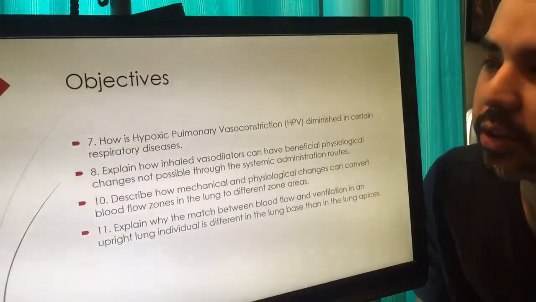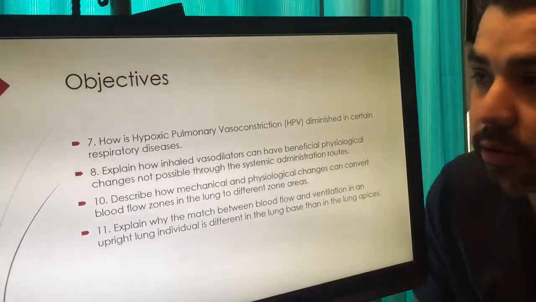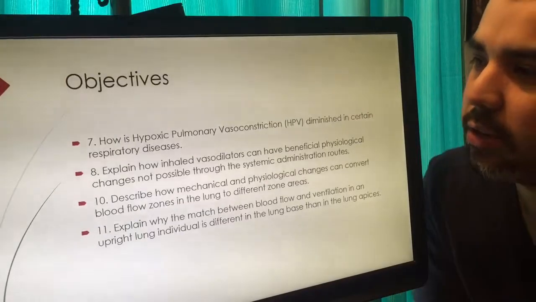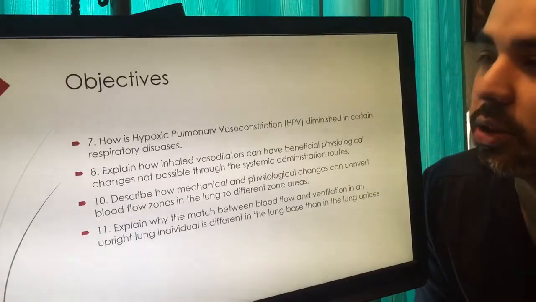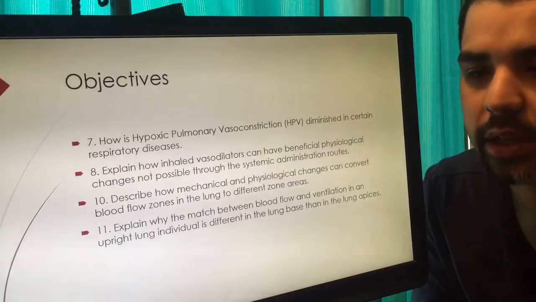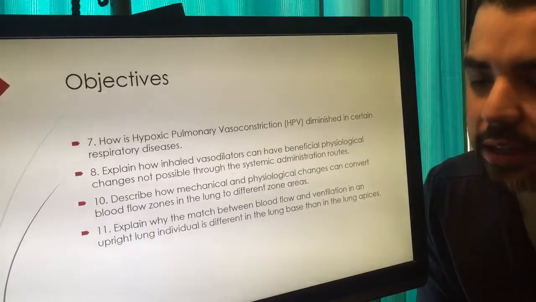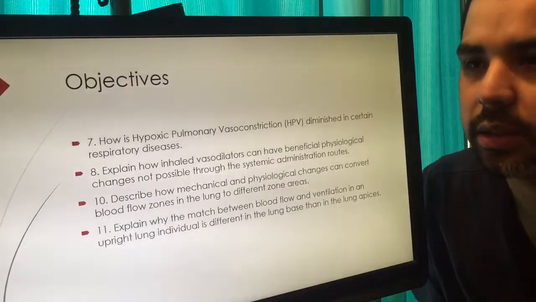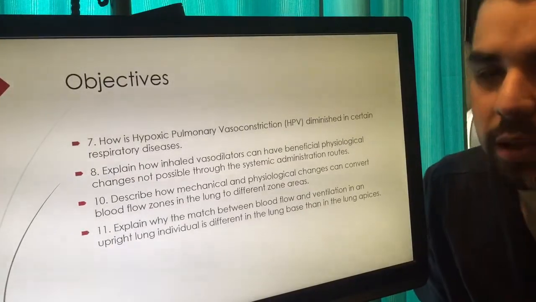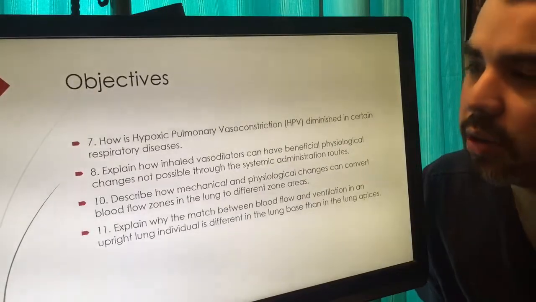So we've got a few objectives that we're going to be talking about. We've got 4 of them here. The first one is how is hypoxic pulmonary vasoconstriction, or HPV, diminished in certain respiratory diseases. So we're going to look at how some acute lung injuries affect this response, and I'll talk about that more. And I'll just go ahead and read the rest of them here.